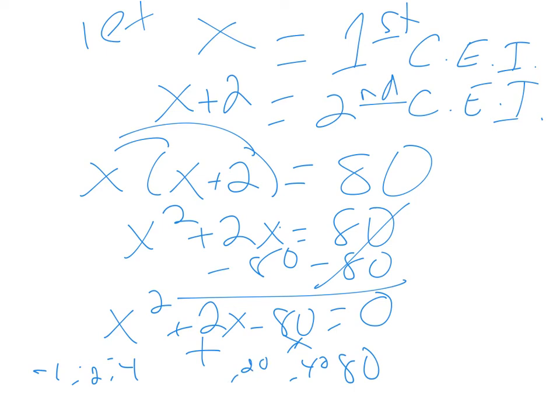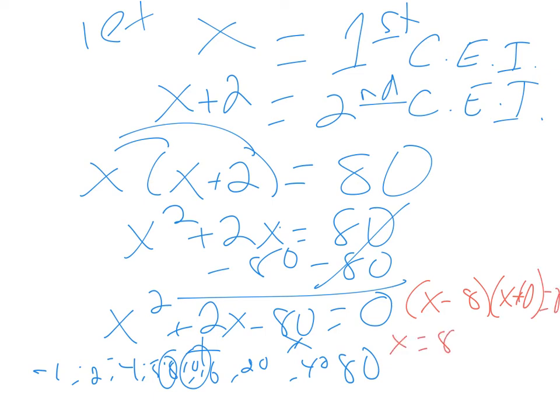Is it divisible by 5? Yes. 5 and 16. Is it divisible by 6? No. By 7? No. By 8? Yes. 8 and 10. So negative 8 and positive 10, and those are my two that add up to 2. So now I've got my factors. X minus 8 times x plus 10, equals 0. So that means x is 8, or x is negative 10.